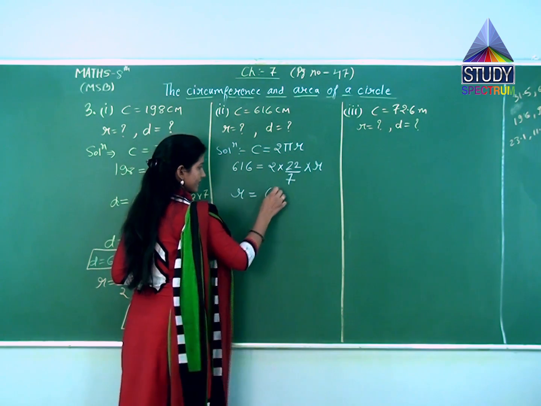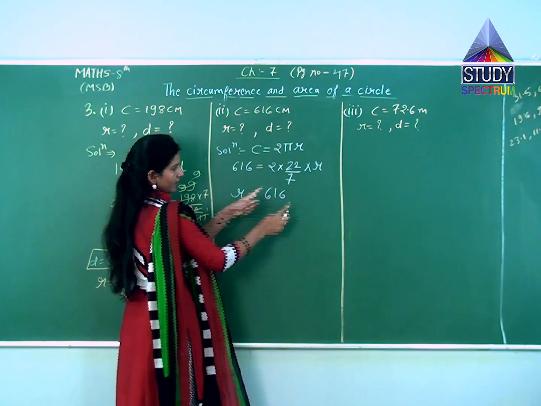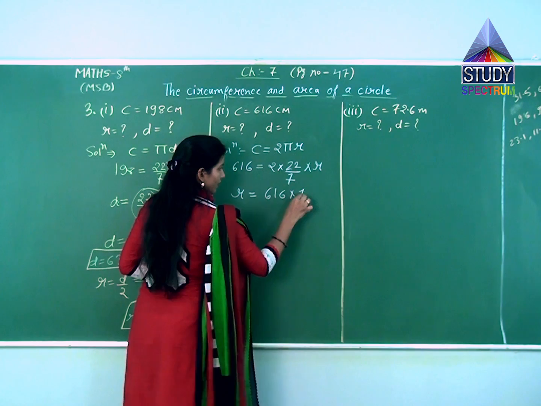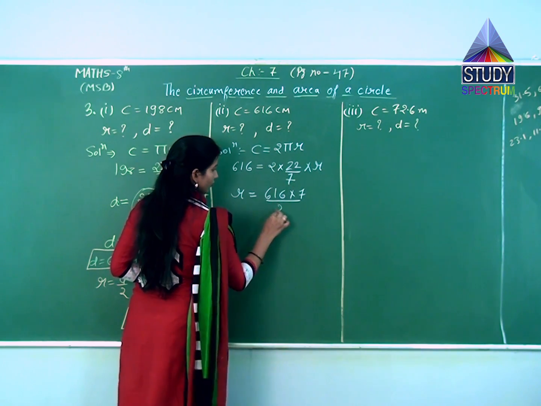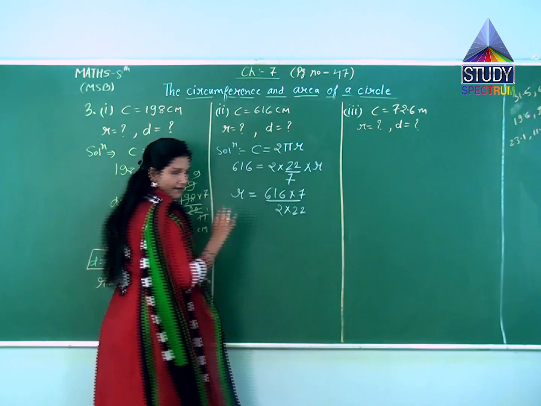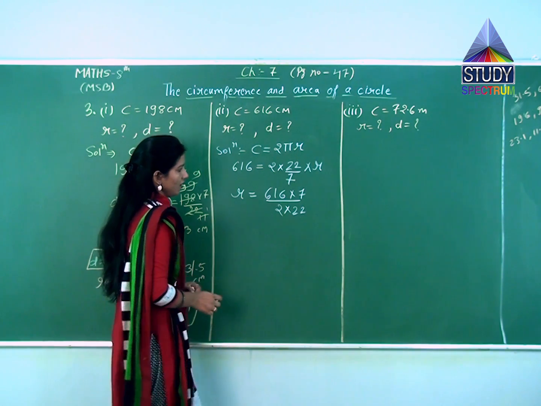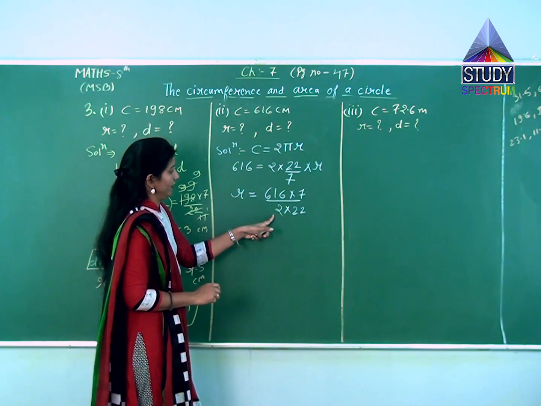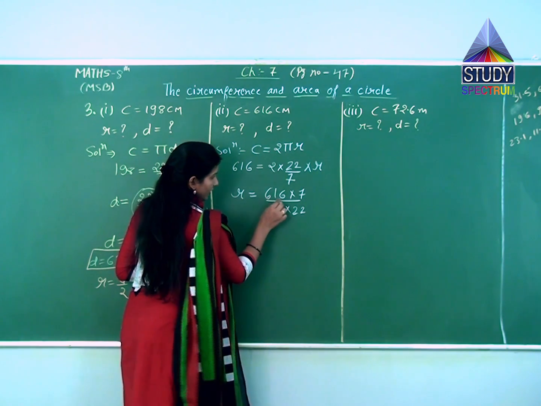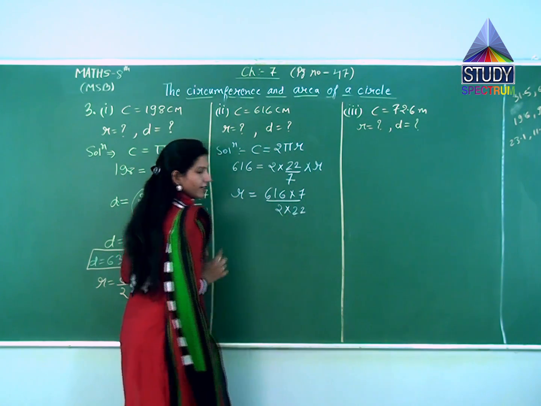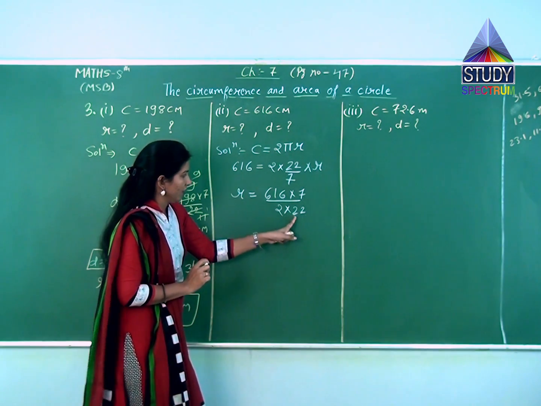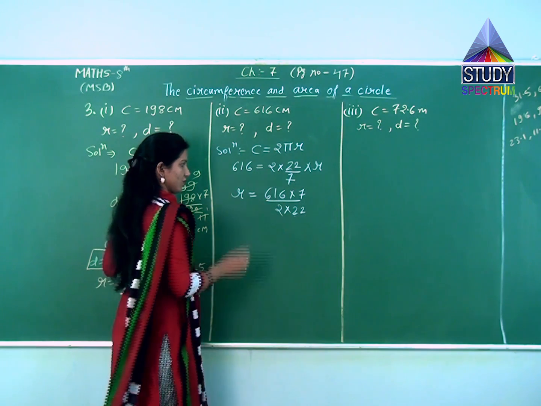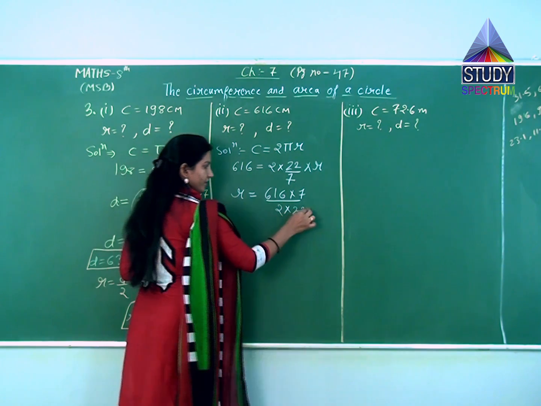And 616 will come at first. 616. This 7 is here in division, that's why it will go in multiplication, and 2 into 22 in division. Now we can divide this 616 by 2, but if we look at this number 616 and 22, we think that 22 and 616 both can be divided by 11. So we will directly divide it by 11.